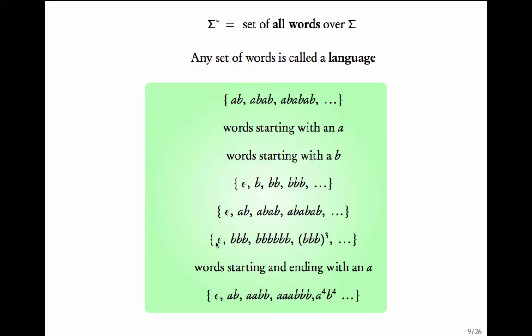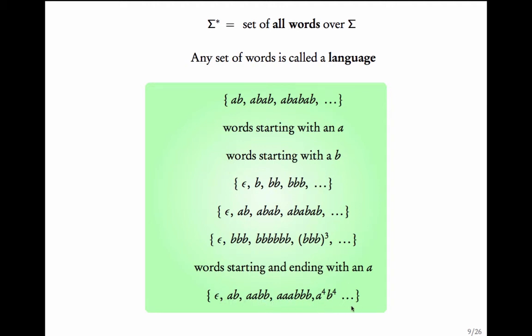This is the language containing epsilon, the empty word, the word BBB, and all multiples of BBB. So if you write BBB cubed, this just means BBB, BBB, BBB. This is just a short notation. This reduces my effort of telling B's again and again. And that's why we write BBB cubed. Words starting and ending with an A. This is yet another language.